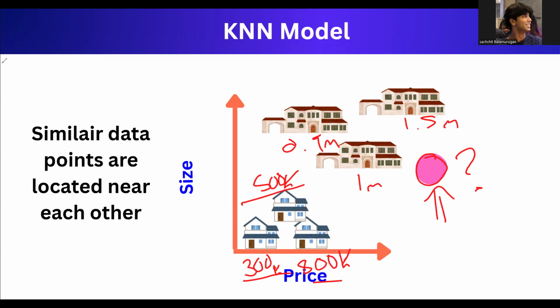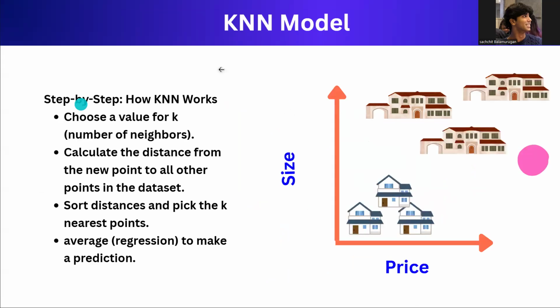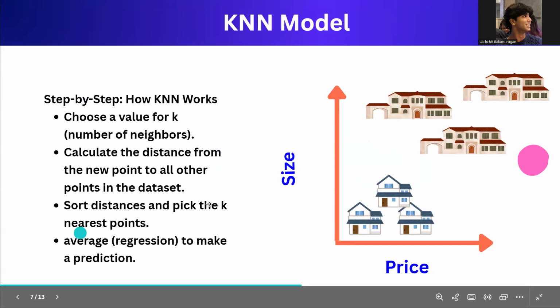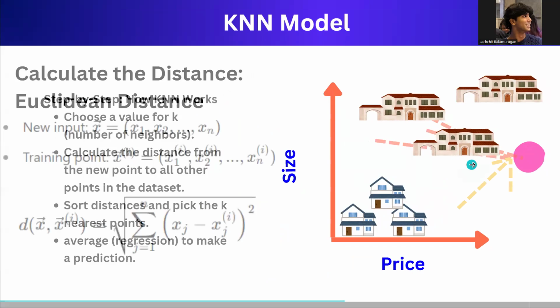Okay. So now that we understand the goal, let's go into it. If you notice, the steps of the KNN model for regression are almost the same as for classification. We choose the K value, right? We calculate the distance between the points like this, and then we sort the distances and pick the K nearest points. And then we get the average. So this is different here. We get the average or the regression to make a prediction. Let's figure out how to do that.